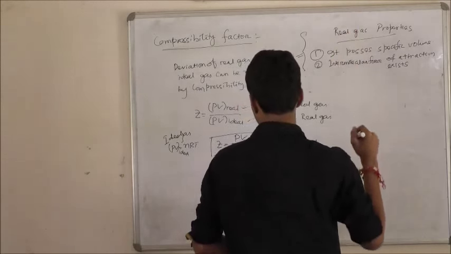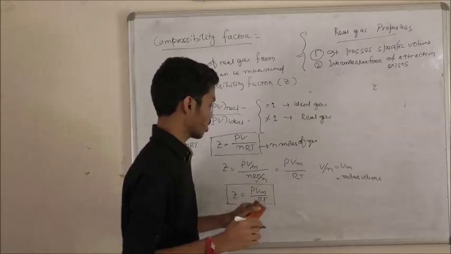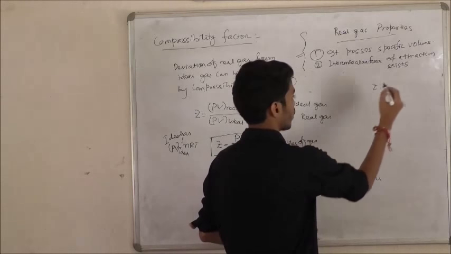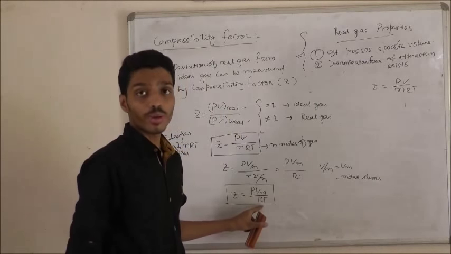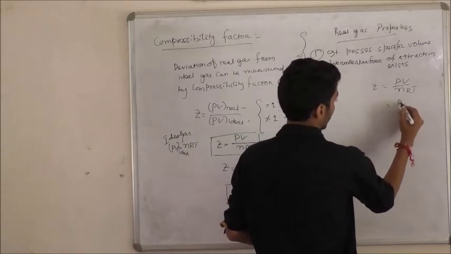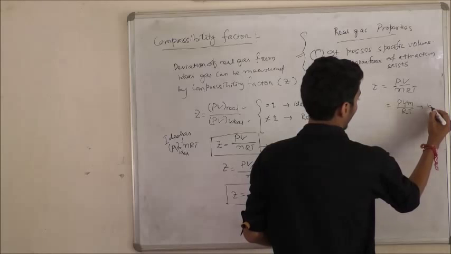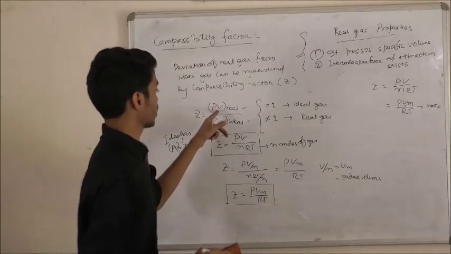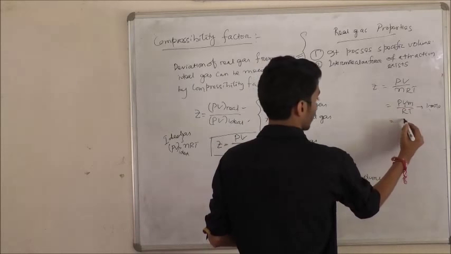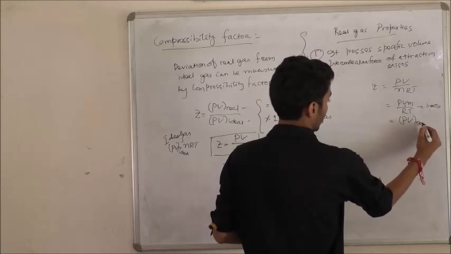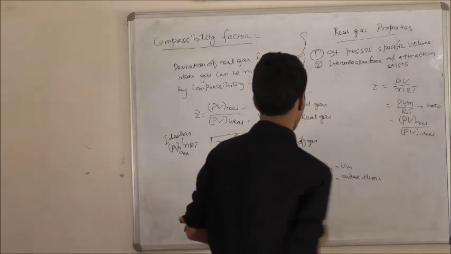Let's write all the needed equations here: Z equals PV by nRT, again Z equals PVm by RT, but this is for 1 mole, and also very needed, Z equals PV real by PV ideal.